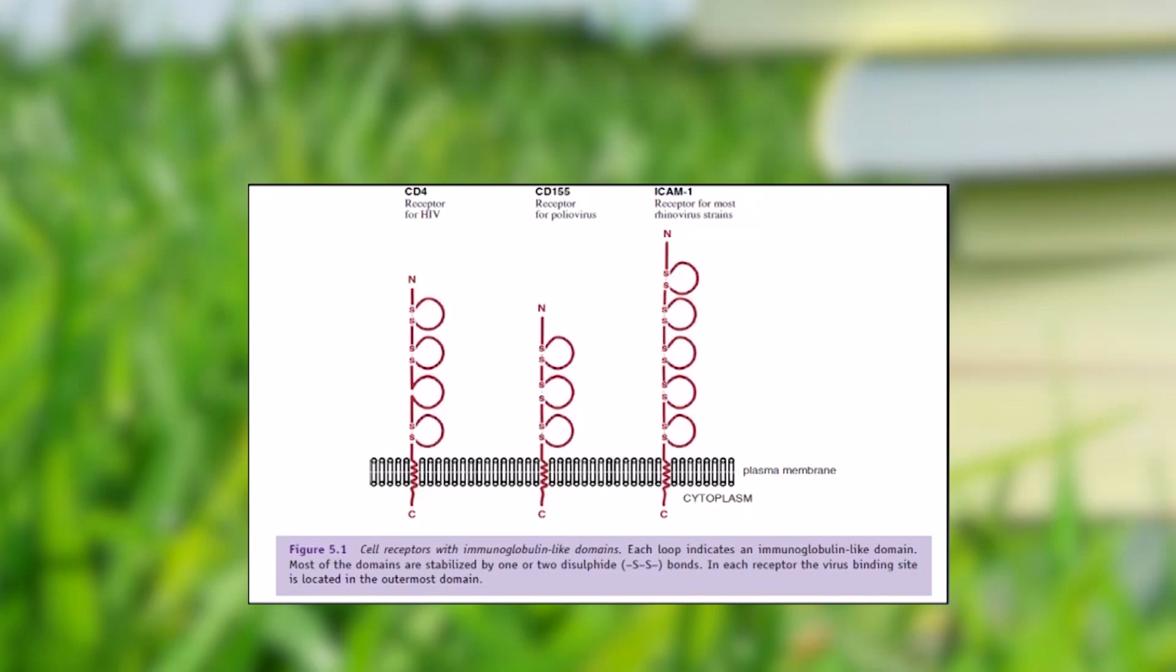Now it has been demonstrated that various receptors and co-receptors have folded domains in the outermost part, just like immunoglobulin molecules. In this picture, there are 3 examples: the CD4 receptor for HIV, CD155 for poliovirus, and ICAM1 for various rhinovirus strains. All these receptors have immunoglobulin-like folds.